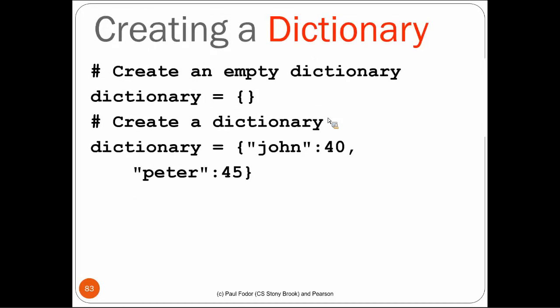Dictionaries. Dictionaries are similar to sets, only that you have keys and values. A dictionary can be created in the same way that you create a set, with open and close curly braces, or you can specify the elements of the dictionary as key colon value. So here we see an example: John with the value of 40, Peter with the value of 45. This may mean the age: John's age is 40, Peter's age is 45.